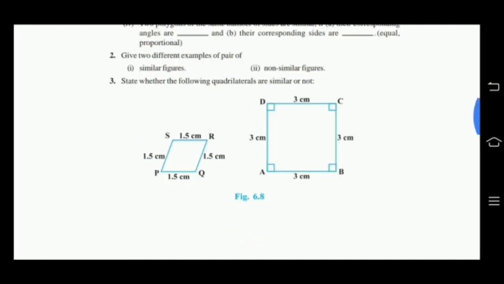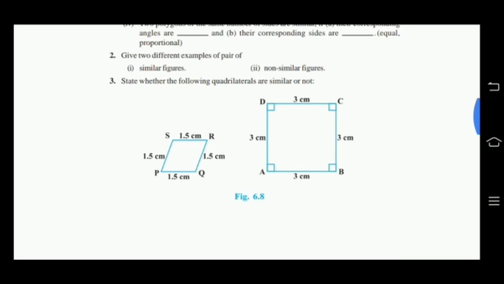Third question: state whether the following quadrilaterals are similar or not. In figure 6.8, we have two quadrilaterals, PQRS and ABCD. Now let us take the ratio of PQ and AB. 1.5 is to 3. As 3 is twice of 1.5, the ratio is 1 is to 2. And obviously this 1 is to 2 ratio is maintained because all the sides are 1.5 in PQRS and all the sides are 3 in ABCD. Hence corresponding sides are proportional in these two quadrilaterals.